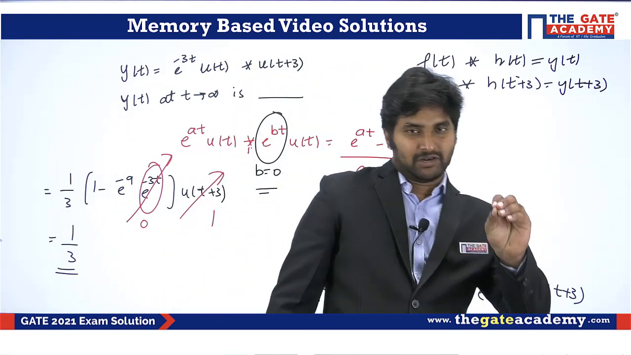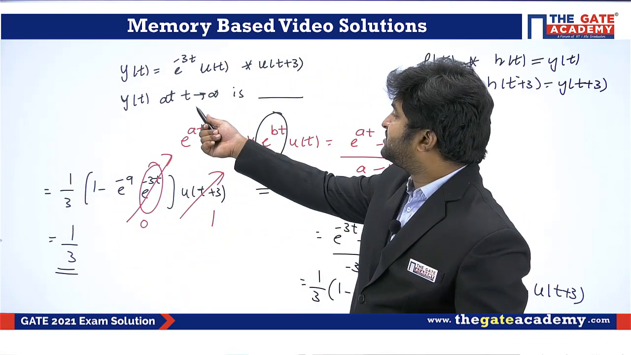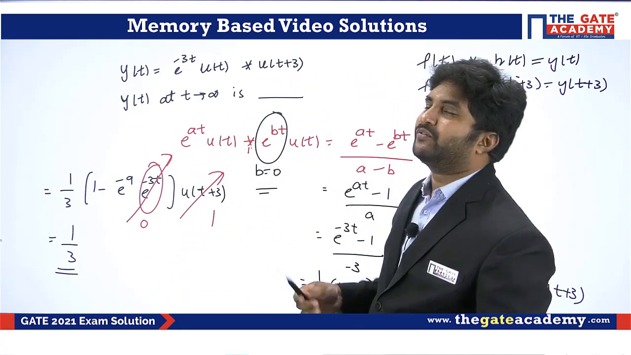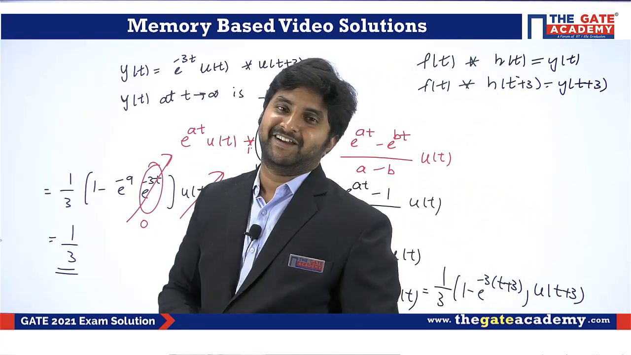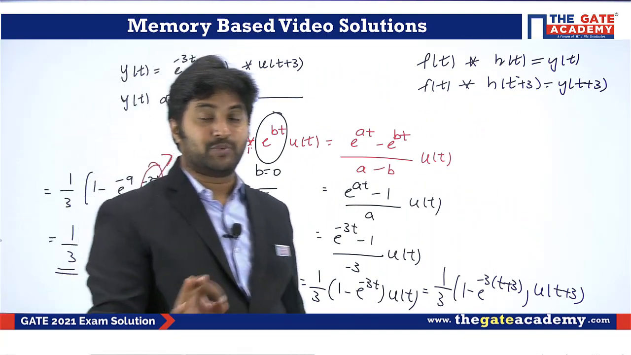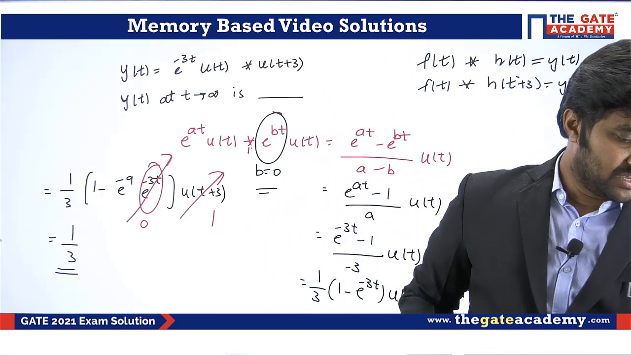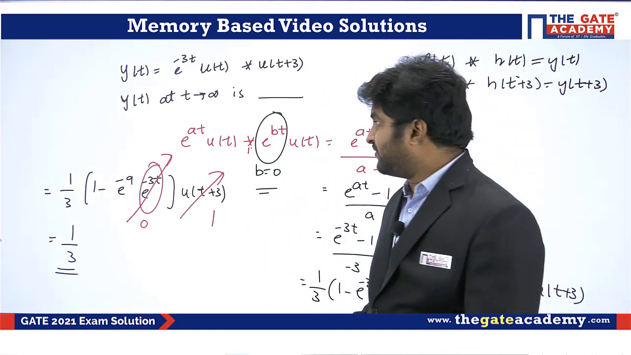Clear? So those who are a little bit more smart, what will they do? They will say, I want just t tends to infinity. It doesn't matter whether it is u of t or u of t plus 3. Right? So the answer is going to be 1 by 3. It's a numerical answer type question. It's going to be 0.33. Clear? It's a very simple question. It's not at all a difficult question.